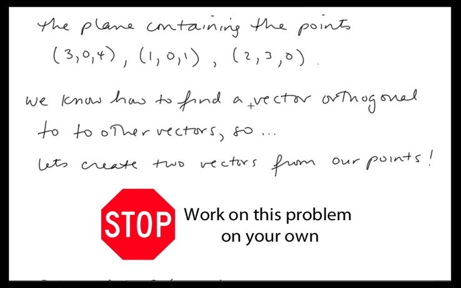First thing you want to do is create your two vectors from these 3 points, and then you want to take the cross product of those vectors to get your vector that is normal to the plane containing those points. Please pause the video.